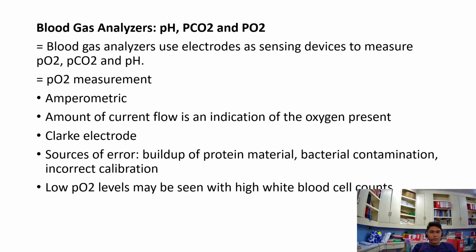Low PO2 levels may be seen with a high white blood cell count. For example, in patients with leukemia, you need to process the sample immediately to avoid a false decrease in PO2. It's because of the increase in white blood cells: increased white blood cells mean increased oxygen consumption by the white blood cells, so the effect is a low PO2 level.